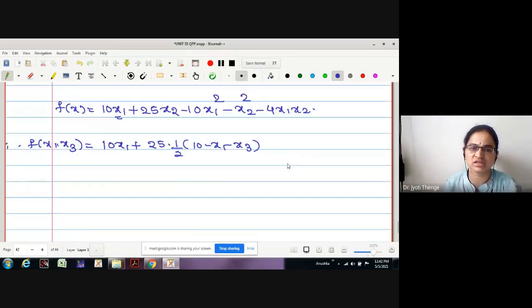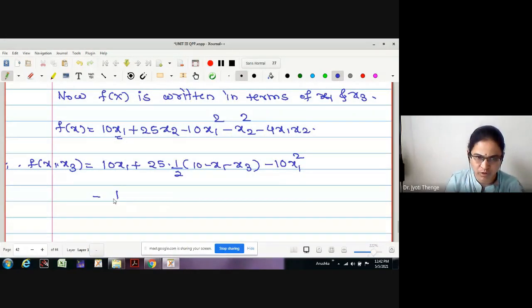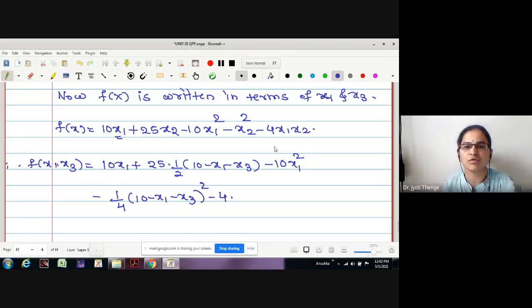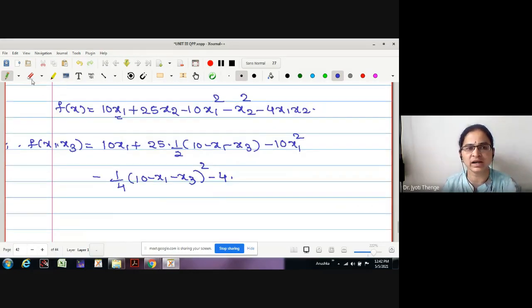Next, let me just substitute: 25x2 I have substituted, minus 10x1 squared as it is, minus x2 squared. x2 is half, so the square will be 1 by 4 of 10 minus x1 minus x3 bracket squared, minus 4 x1, x2 I want to substitute. Shall I write 2 directly? 4 by 2 it is, no?